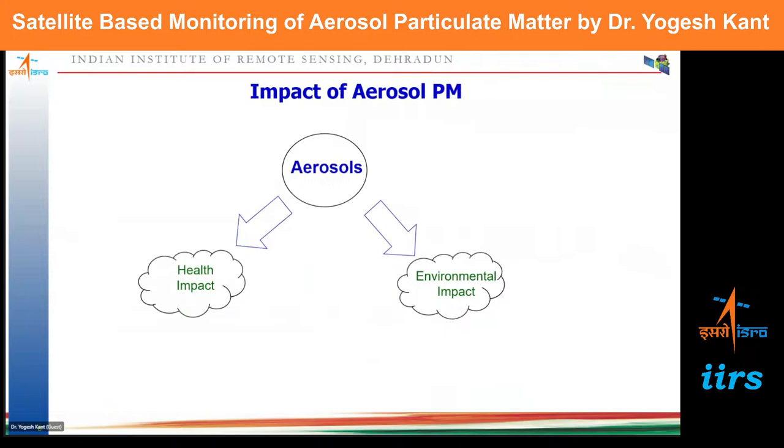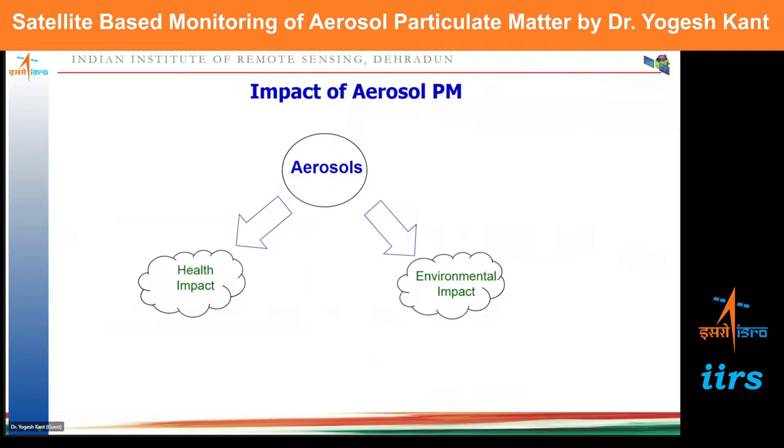As I said, the impact of aerosol particulate matter, one is the environmental impact. As I said, with the cloud condensation nuclei, one is a lot of formation of clouds. So it can also alter the cloud properties. More cloud doesn't mean more rainfall, but more cloud means more albedo, that is, it will reflect more of the solar radiation before it reaches the ground. So that changes the earth radiation budget.